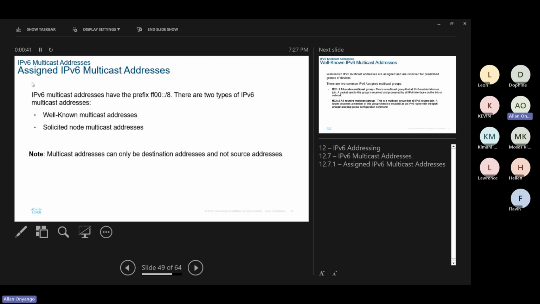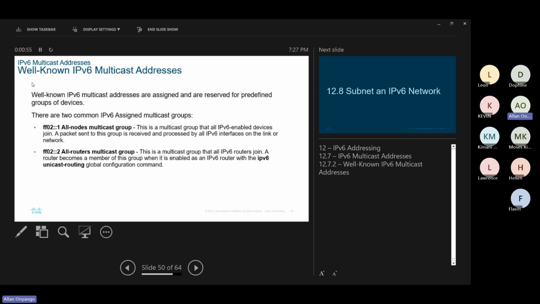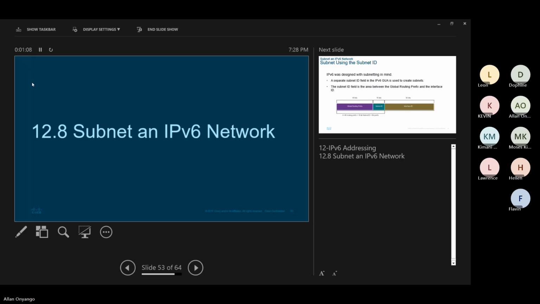2 or 3 is global unicast, FE8 is link local, FC or FD is unique local, and multicast is FF. When you see FF, that is a multicast address. We only have 2 of them: FF02::1 and FF02::2. I want us to do the last thing, then we get out of here very fast.